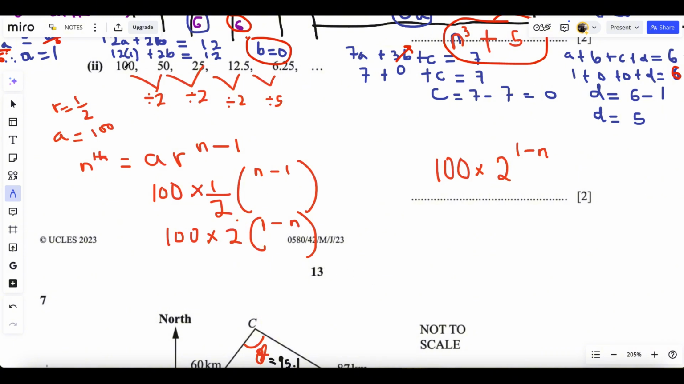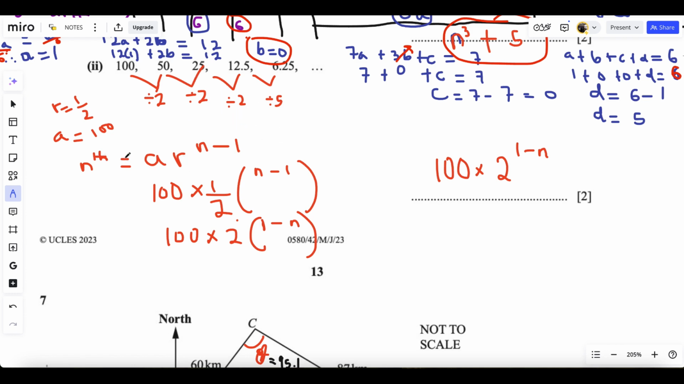The second question is a geometrical sequence. You see, it's by division. You divide the second term by the first one, and we get 2. This divided by this, you get 2. This divided by this, you get 2. This divided by this, you get 2.